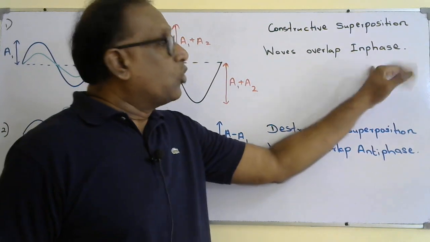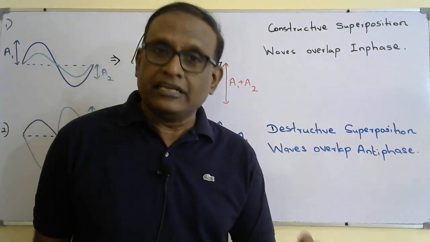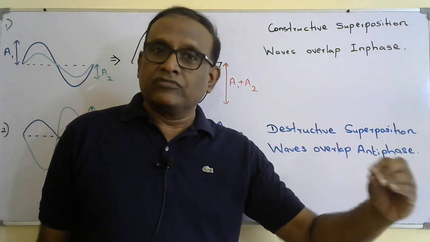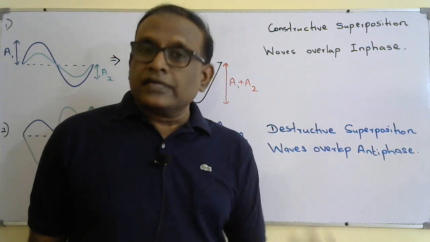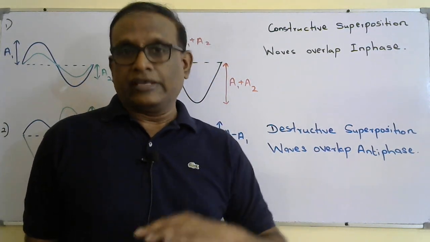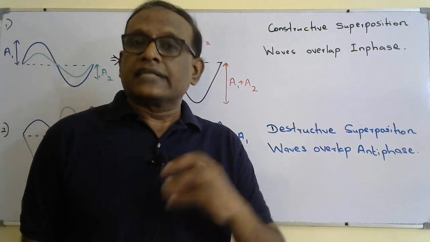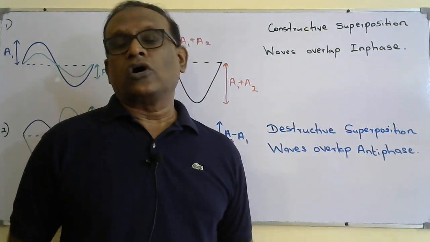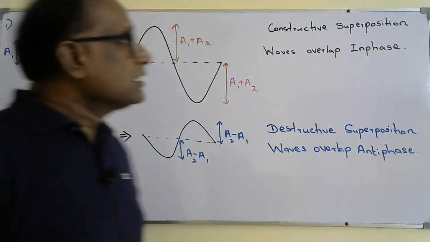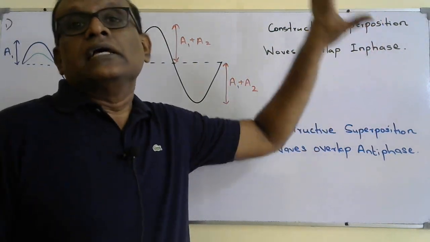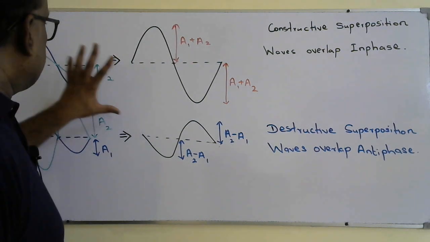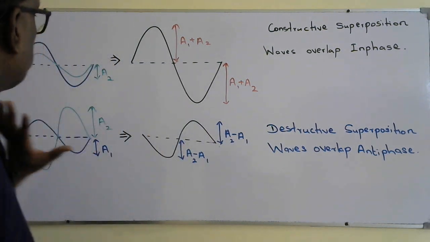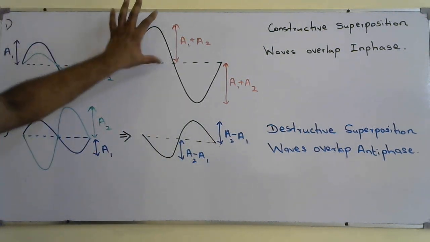We say the waves are overlapping in phase. Waves overlapping in phase at a point means the crest of the first wave and the crest of the second wave overlap at that point, and the trough of the first wave and the trough of the second wave also overlap at that point. If crest and crest overlap and trough and trough overlap, then that type of superposition is called constructive superposition. They reinforce each other, so the outcome will be stronger. The wave pattern will have the same frequency and the same wavelength in this situation, but the amplitude is added up.